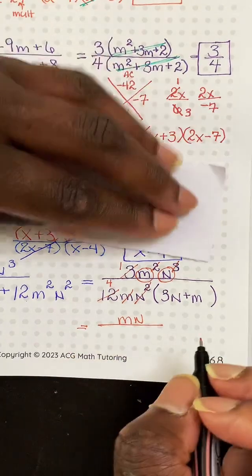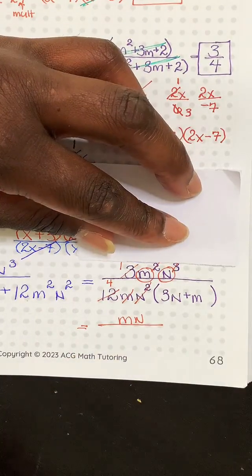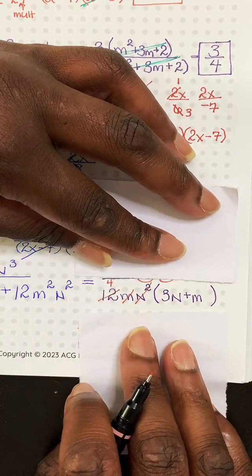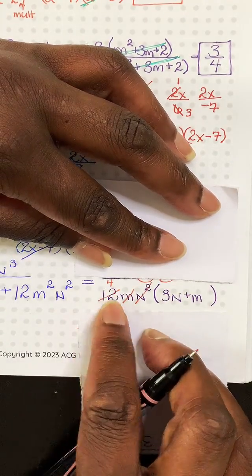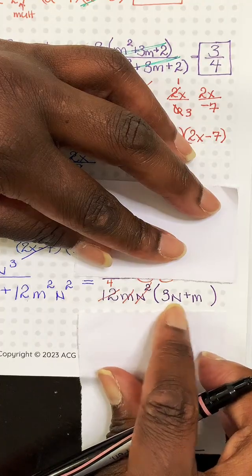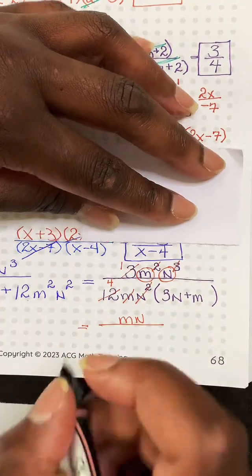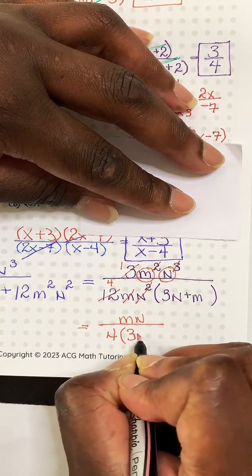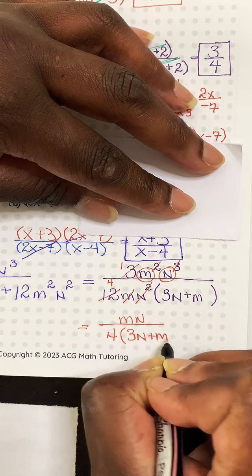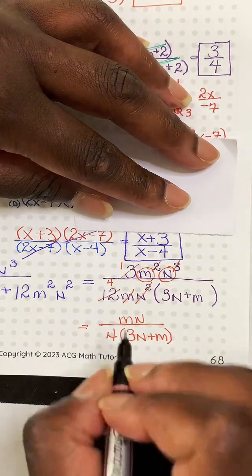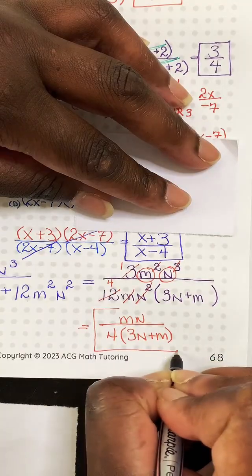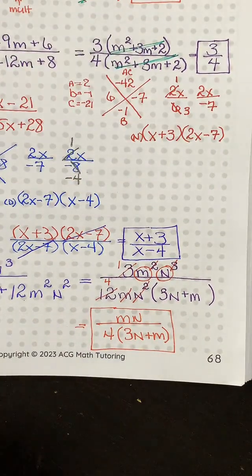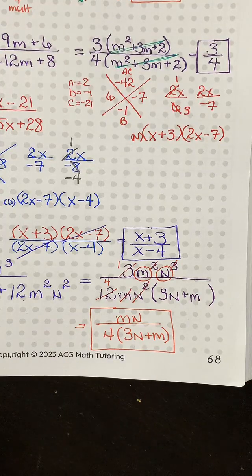But what's left in the denominator, I think I'll do this. So what's left in the denominator is the 4 and the 3n plus m. So we got our 4 times the 3n plus m. This is your answer. Okay? All right, that is your answer.